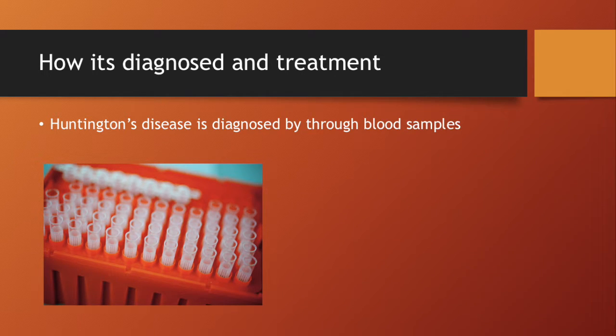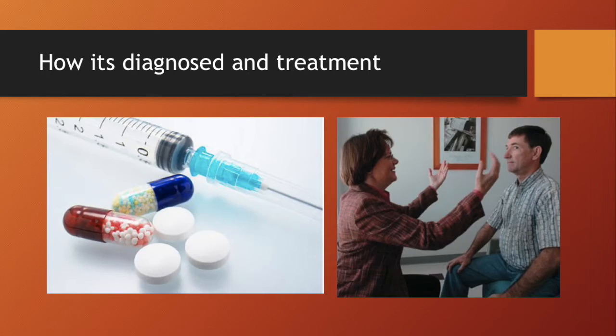Huntington's disease is diagnosed through blood samples. It can be found by counting how many repeats there are in the Huntington disease gene. Unfortunately, there is currently no cure for this disease. We are working on finding a cure, however we need more time and further research in order to do so. The way we currently treat patients with Huntington's disease is by certain medicines and drugs, as well as therapies such as talk therapy and physiotherapy.